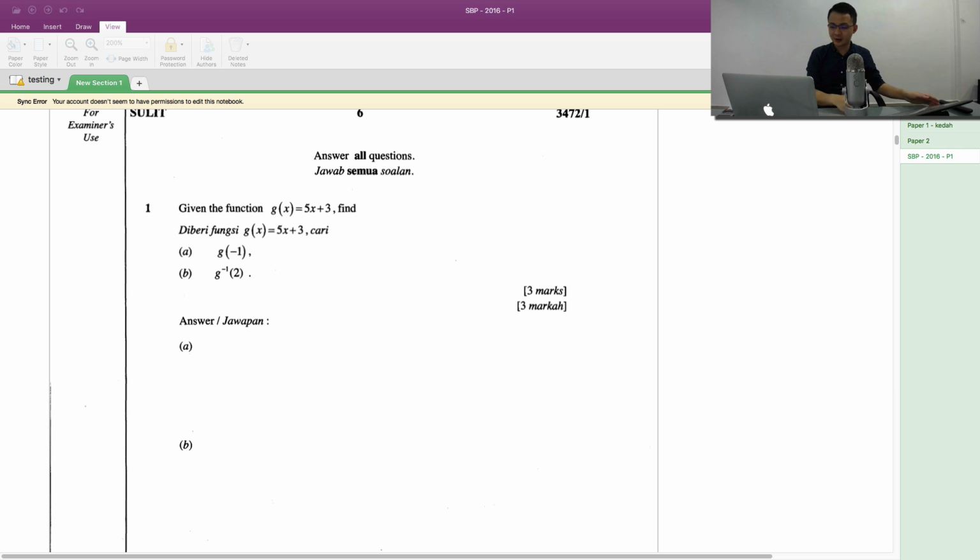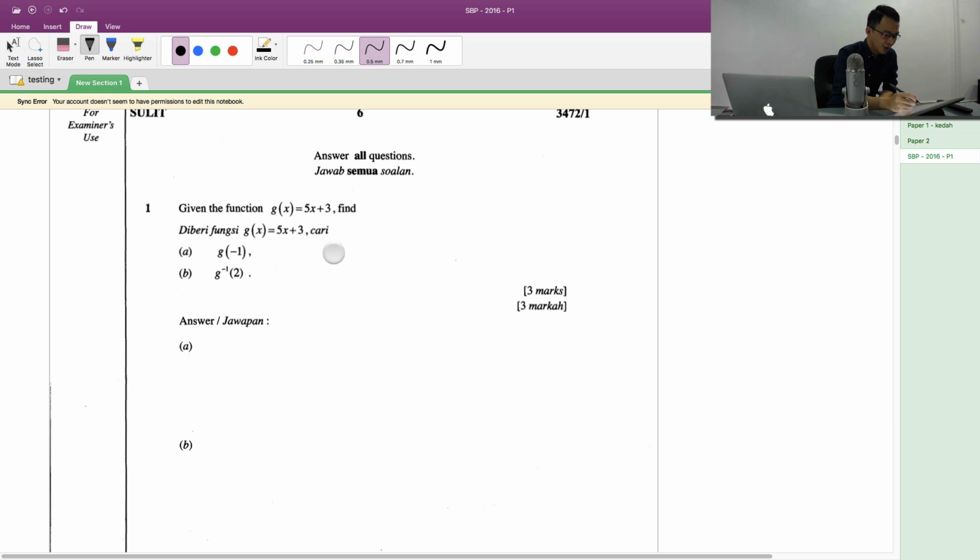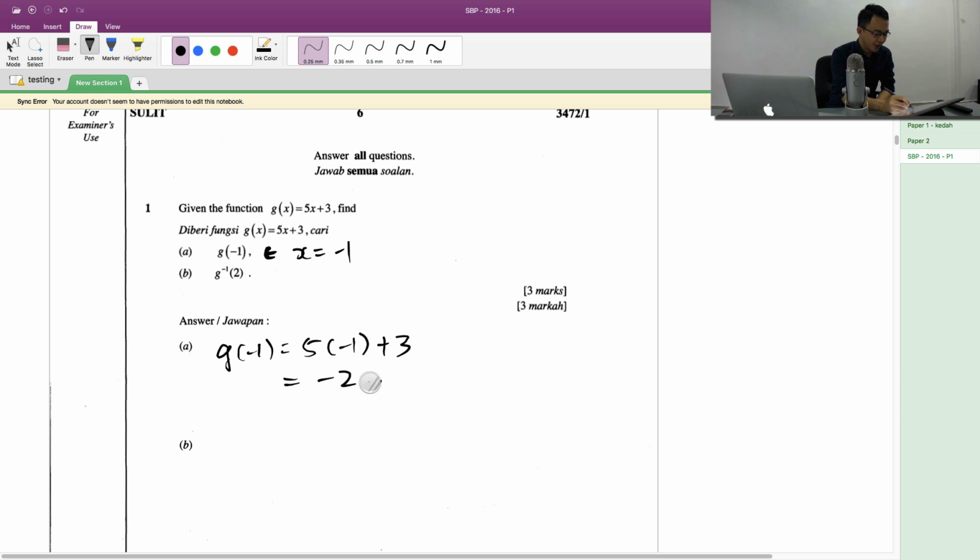Alright, so this is SBP 2016 Paper 1 for AddMath. The first thing we do over here is functions. This 3-mark question is very easy. If you see g(-1), that means substitute -1 into the x, so x equals -1. All the x will just have -1 inserted into it. So you will get -2 as the answer.